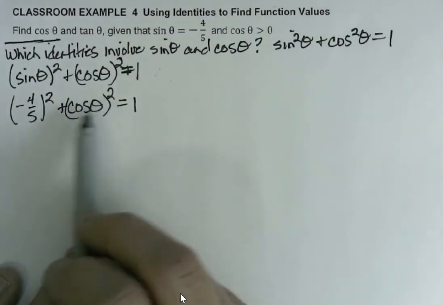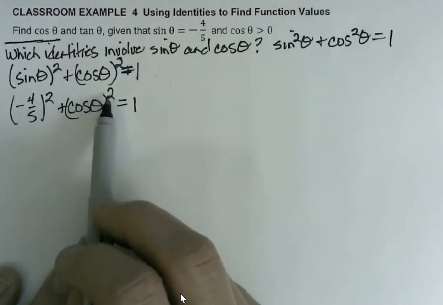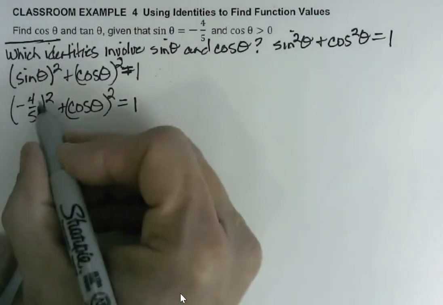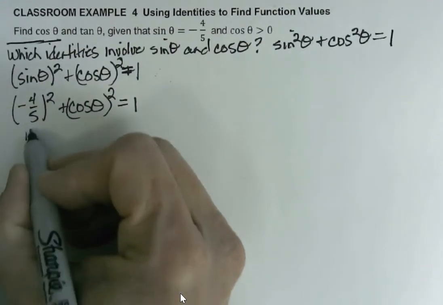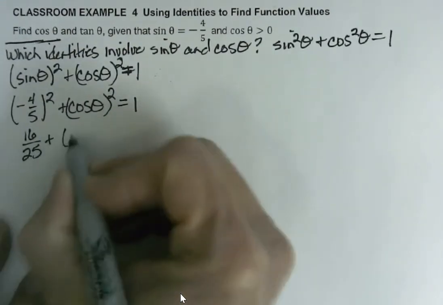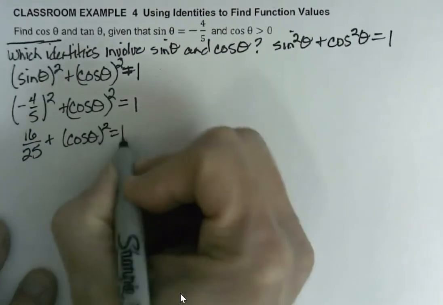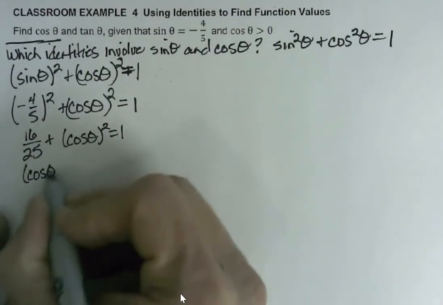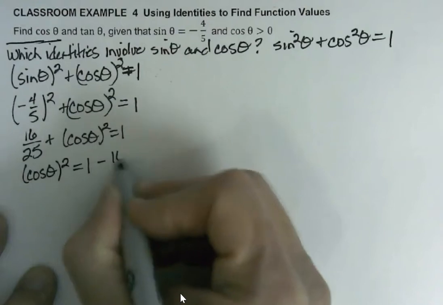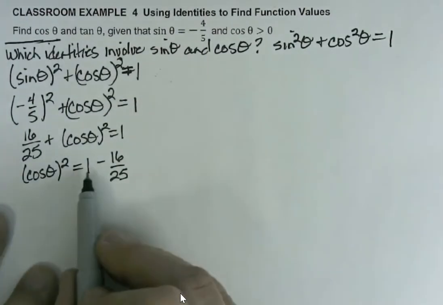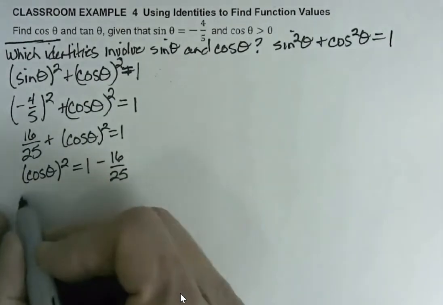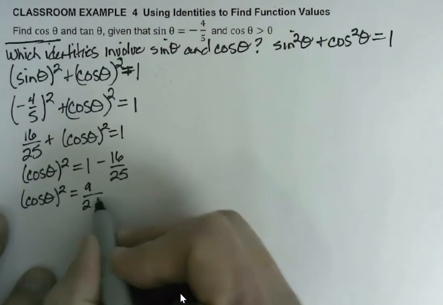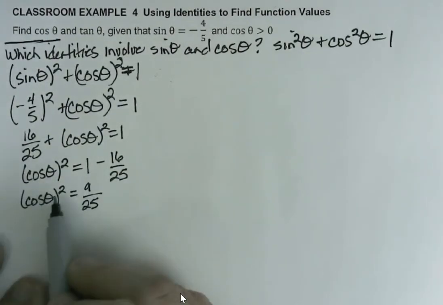The first thing we need to do in order to get there is to solve it for cosine of theta squared. So we want to go ahead and square our value here. If we square the top and the bottom, we would get positive 16 over 25. Then we're going to subtract the 16 over 25 from both sides. If we get a common denominator on this side and then do this subtraction, we will end up with 9 over 25. Now we've solved it for cosine of theta squared.